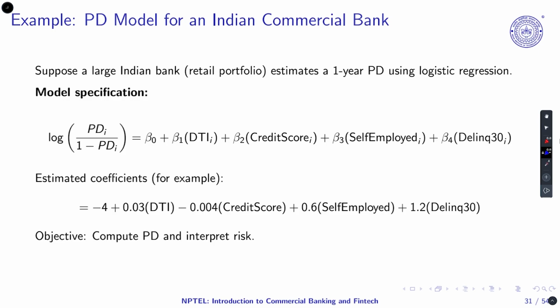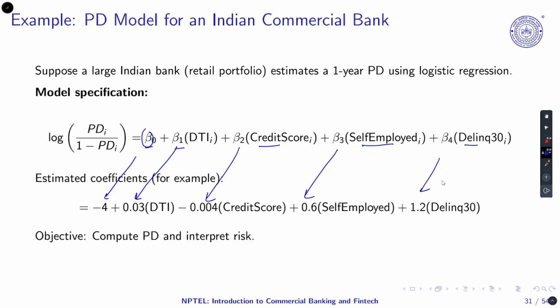So log PD upon 1 minus PD is equal to beta 0, then here we have beta 1 DTI plus beta 2, here we have the credit score, beta 3 we have the self-employed, and beta 4 is the delinquency that here we have. Suppose for example after estimation we get these values. So beta 0 estimated here, then here we have beta 1, and here we have beta 2, and here we have beta 3, beta 4, and so on.